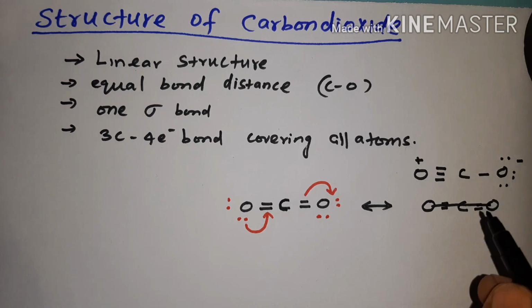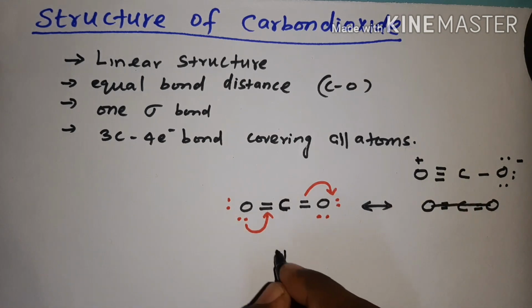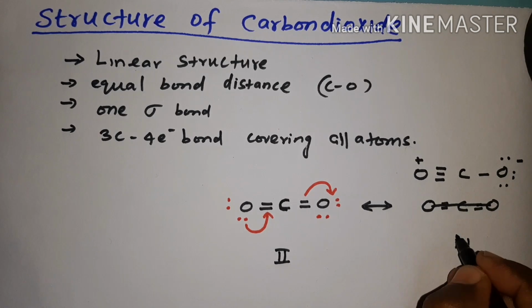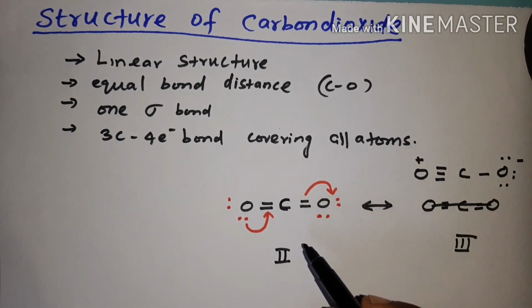See, also what will happen here: from this structure to this structure, this is structure 2. I am writing structure 2, and this is structure 3. From structure 3 to structure 2 also it can be formed. How?